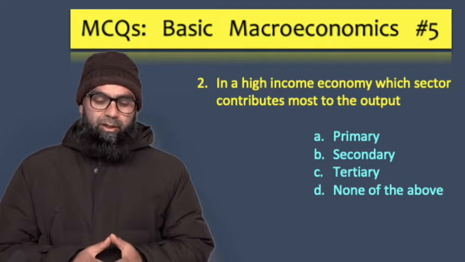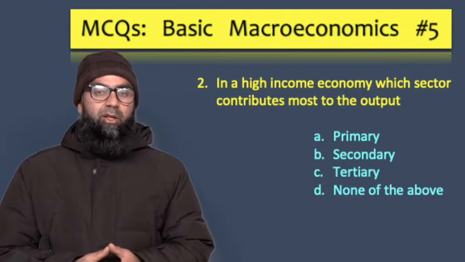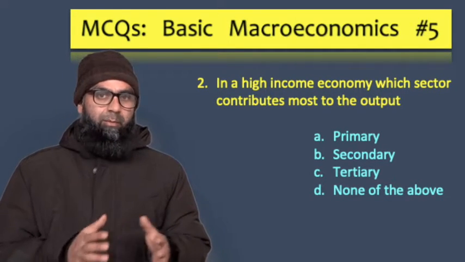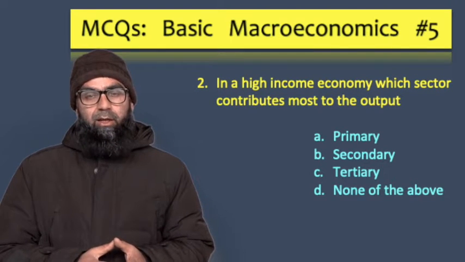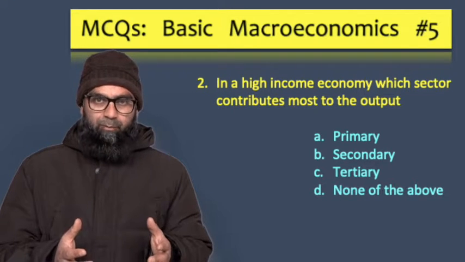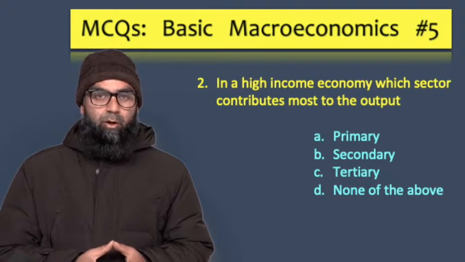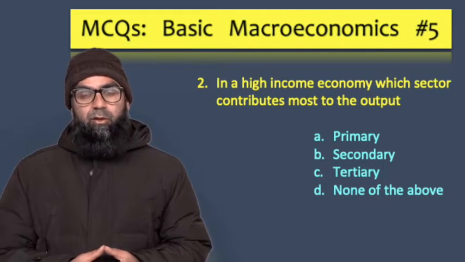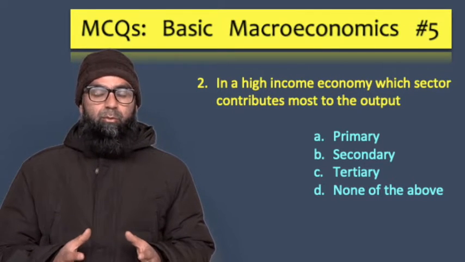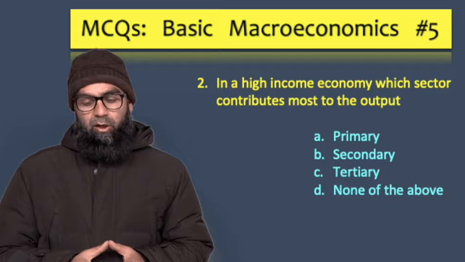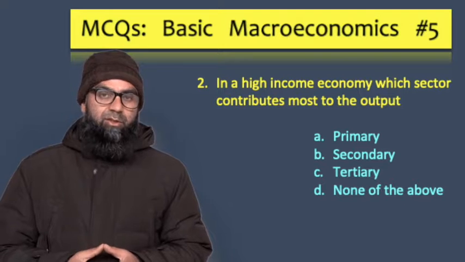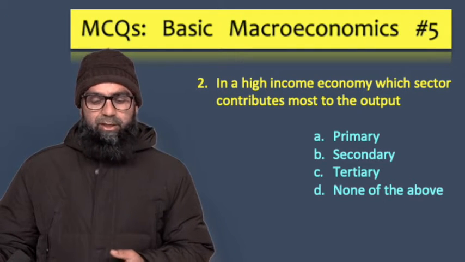Our second question is, in a high income economy, which sector contributes most to the national output? Now we know when an economy progresses, in the beginning, when there is not so much progress, it is primary sector dependent. It is the primary sector which contributes the most, and in the second phase it is the secondary sector which becomes very predominant, and finally it is the tertiary sector which produces the most in terms of the percentage contribution to output for an economy. So the answers include primary, secondary, tertiary, and none of the above. So the answer is C, that is tertiary sector.